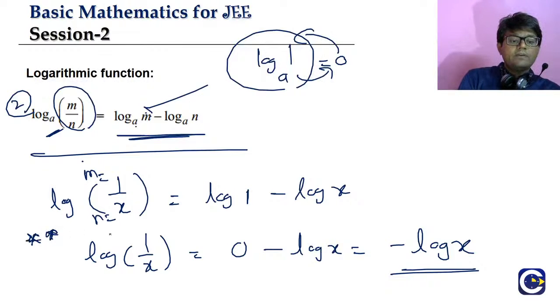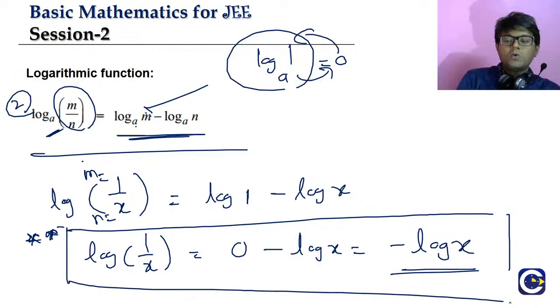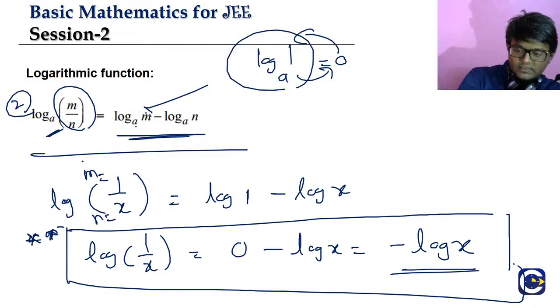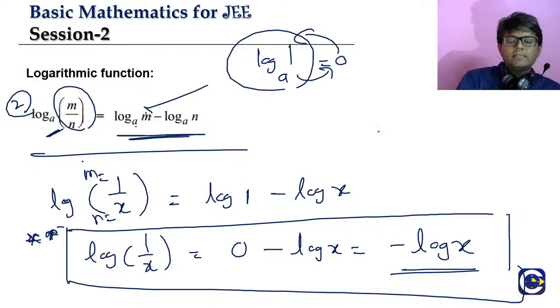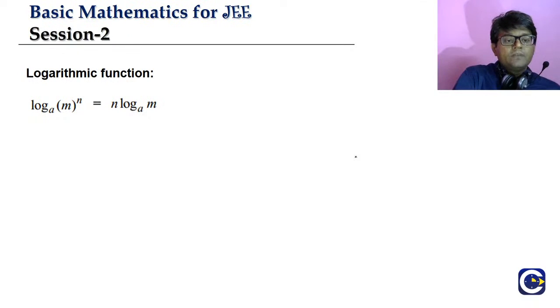So look at this, guys. This is a quick result we are having. What is it? Log of 1 by x is equal to what? Minus log x. Okay. So just keep this in mind. So this is covering what? 2 properties. Now what we'll do is we'll go to the next property.